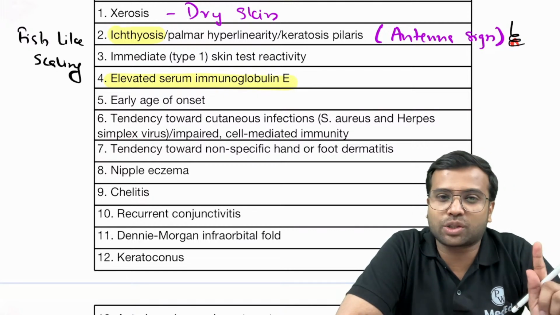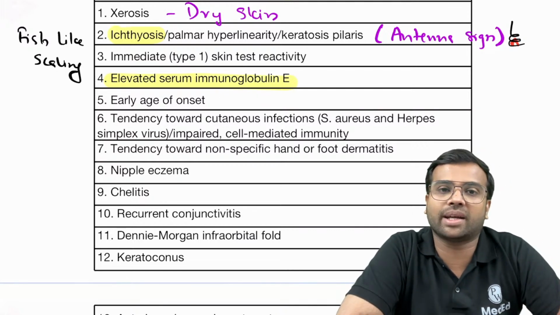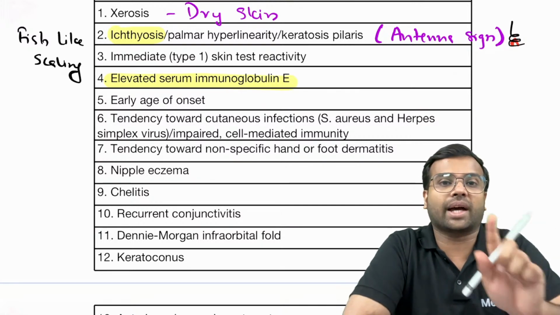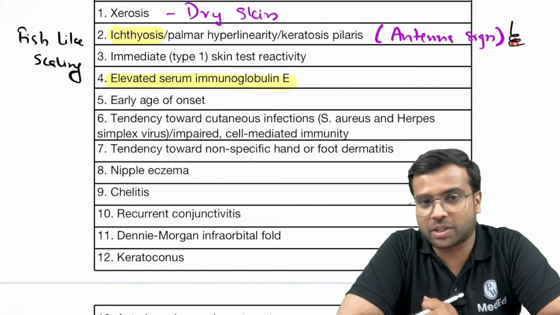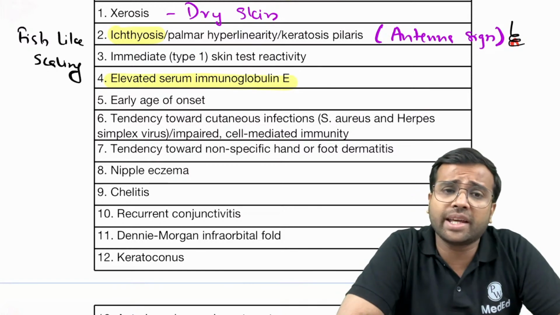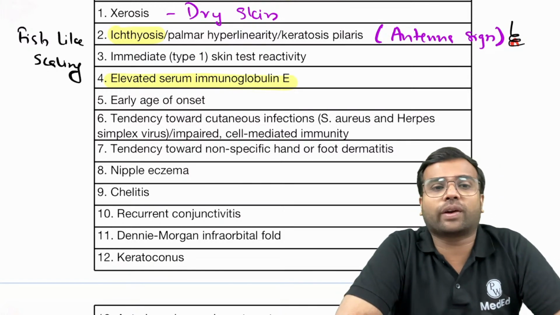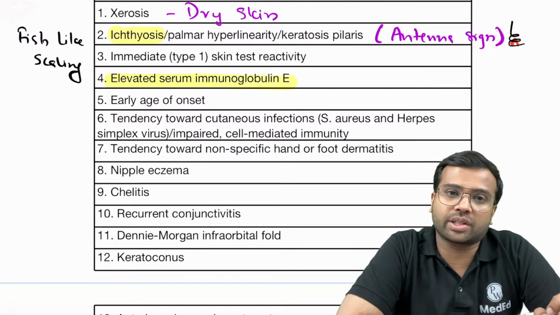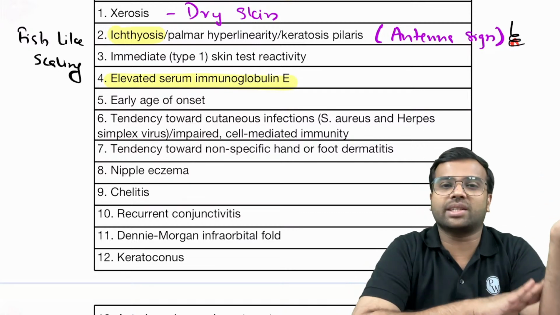So that it just adds one of the points to the minor criteria, but that is not a necessary investigation for the diagnosis of an atopic dermatitis patient. Now, early age of onset, that is also one of the minor criteria. Tendency towards cutaneous infections. Now, this is a severely itchy skin disease.